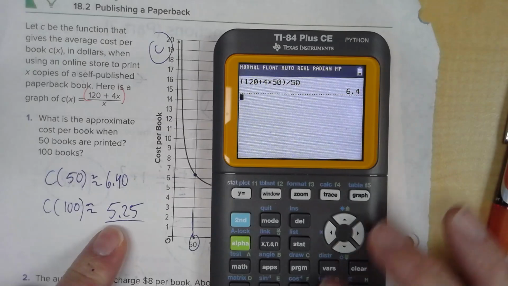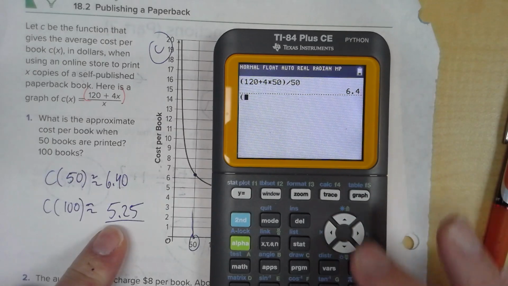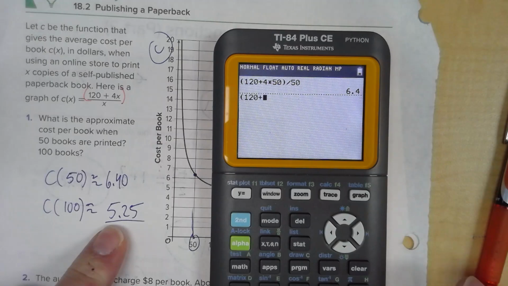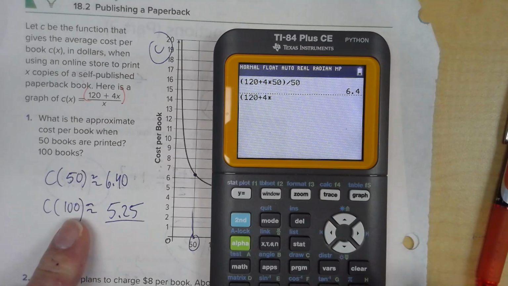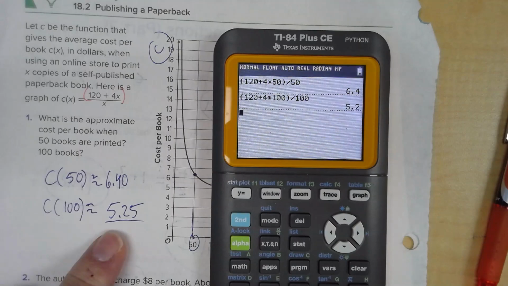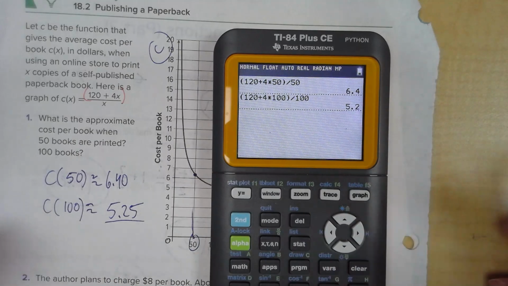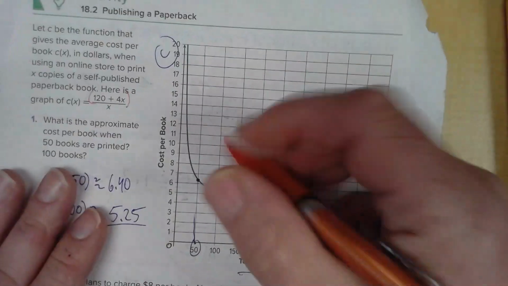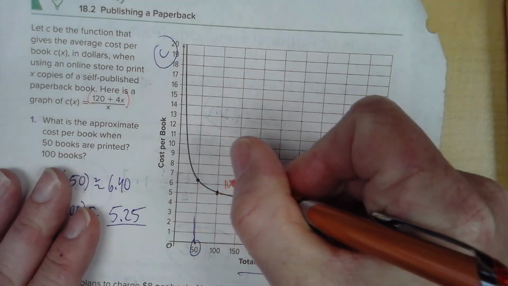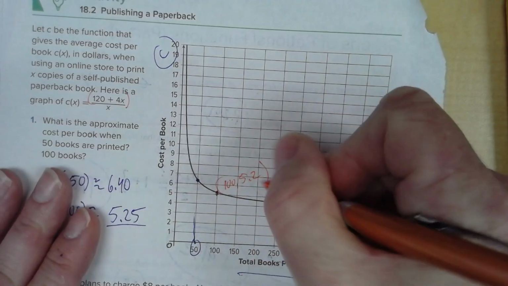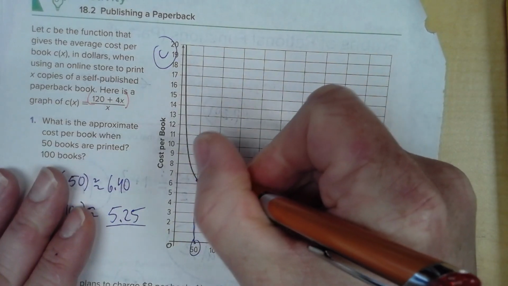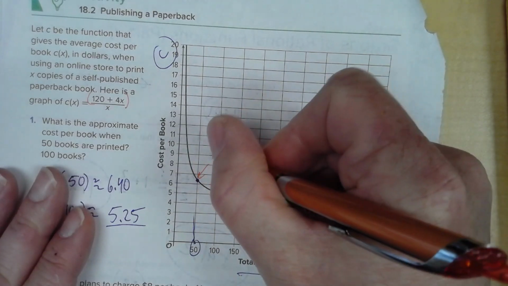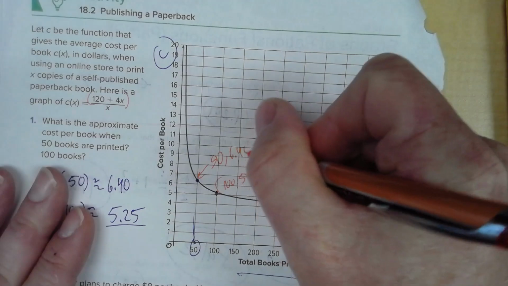Then we'll do the same thing again. Parenthesis 120 plus 4 times 100, close the parentheses, divided by 100. So we type that in, and we get 5. So it's really 5.2. So right here it's 100, comma 5.2. So $5.20, and then this one was 50, comma 640.